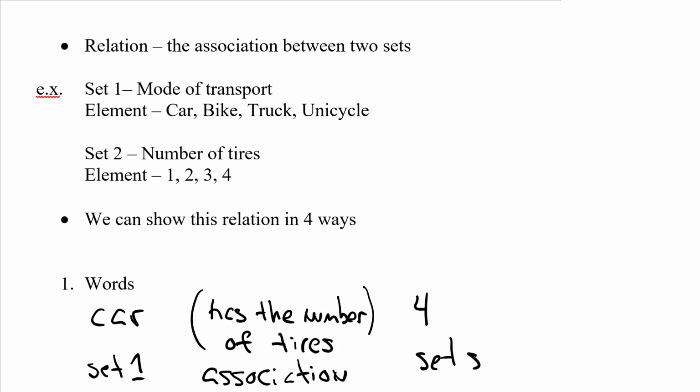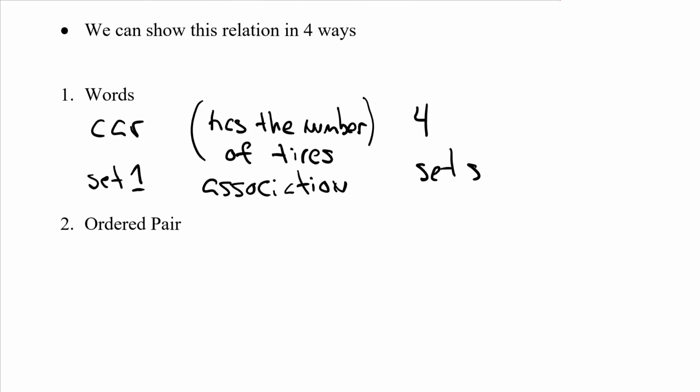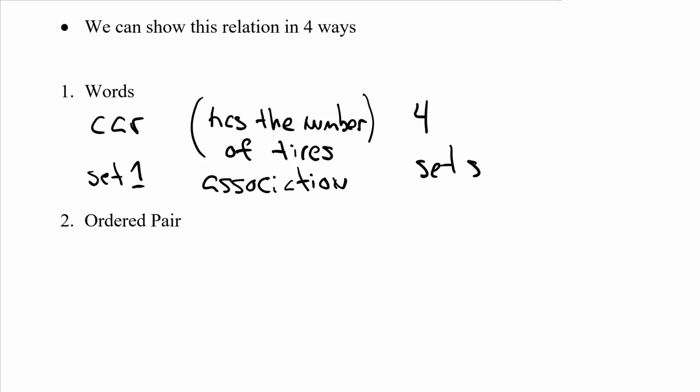So we can now look at our second way, which is our ordered pair. So essentially what you want to do is take the element of set 1 and match it with its element of set 2, and we'll put it in brackets. So we'll open up a set, and our first element was the car. And the car has 4 tires, so we'll put a comma and 4. Next set of brackets, and our next element was the bike.